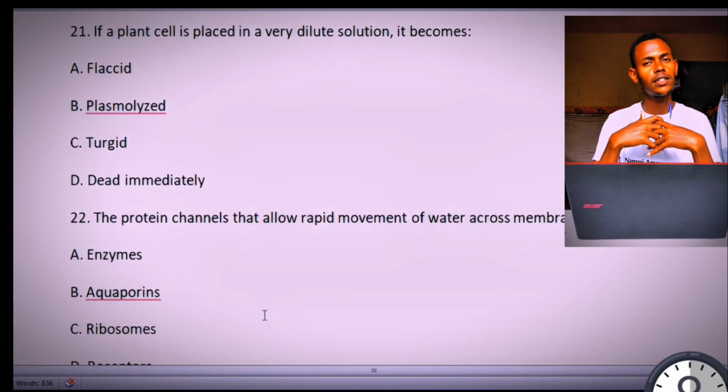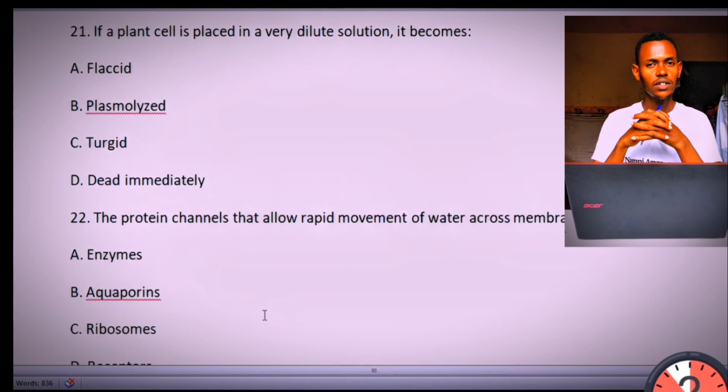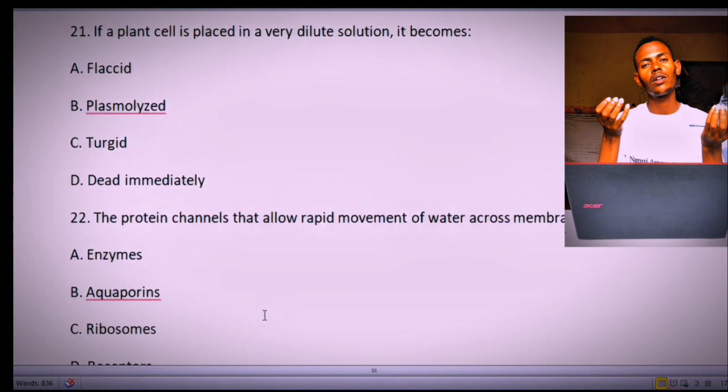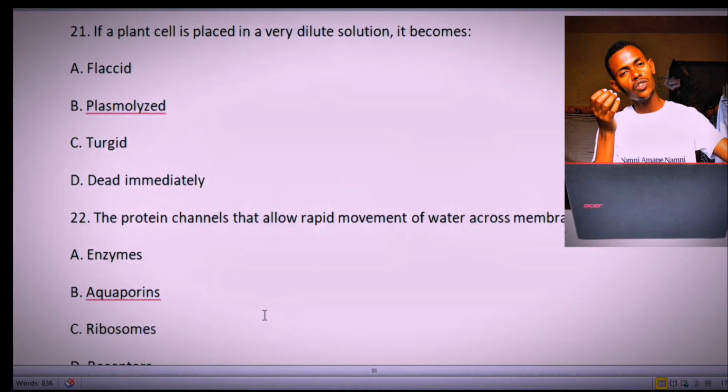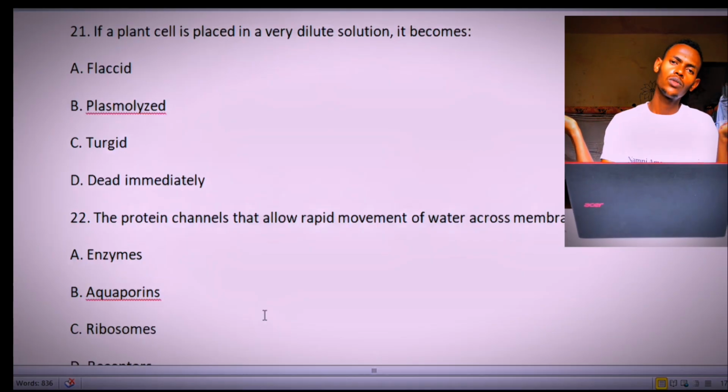So what is the answer? The answer is C. It becomes turgid. Why? Because the solution is dilute. The concentration of the solute in that is very low, so water moves into the cell.